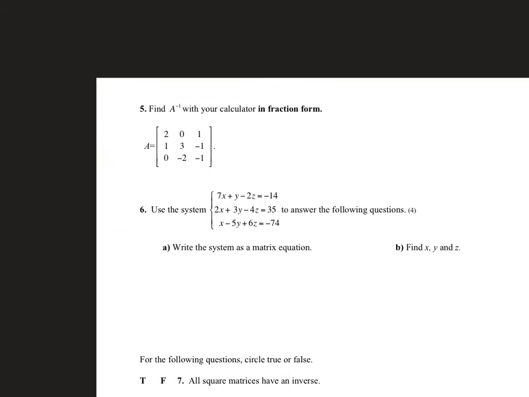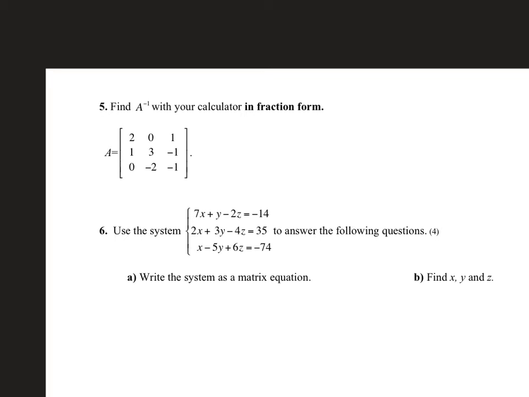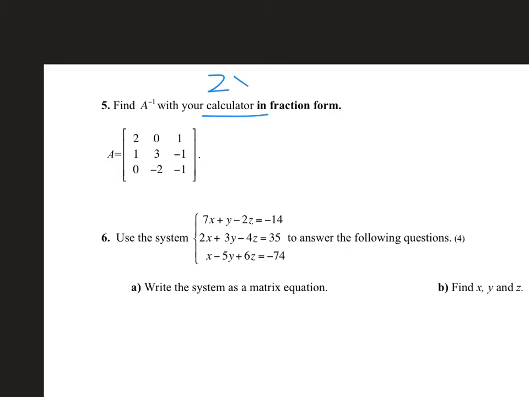All right. Now we finally get to use our calculator. Finally. Okay. 2x2s are always by hand. And 3x3s, we may use our calculator. So, except on that one where you had to find the determinant of a 3x3 one time. All right, so find A inverse with your calculator in fraction form. Ooh, fraction form, and it's in bold.